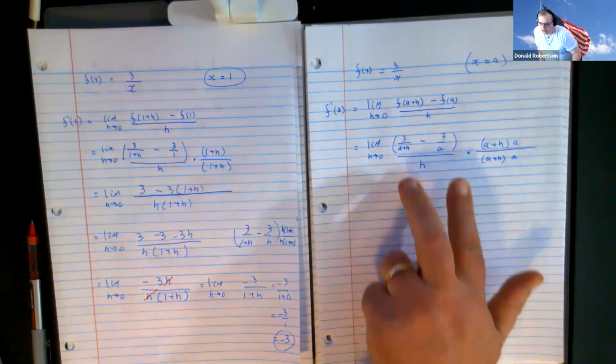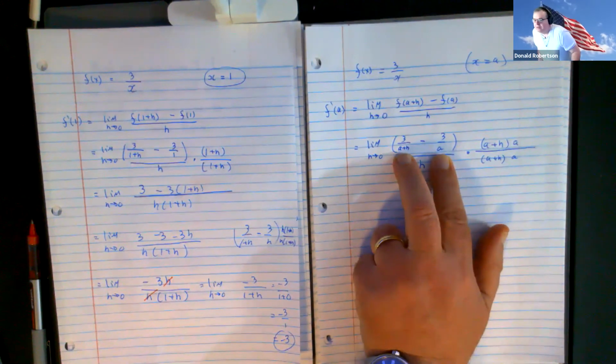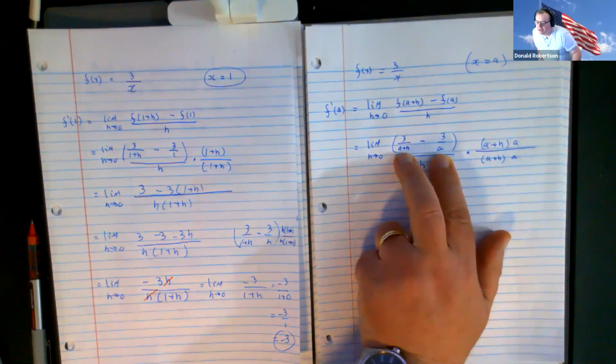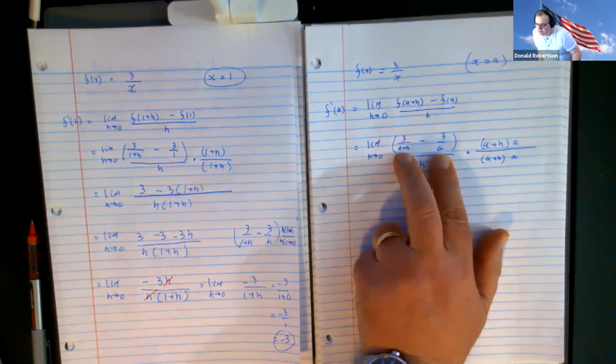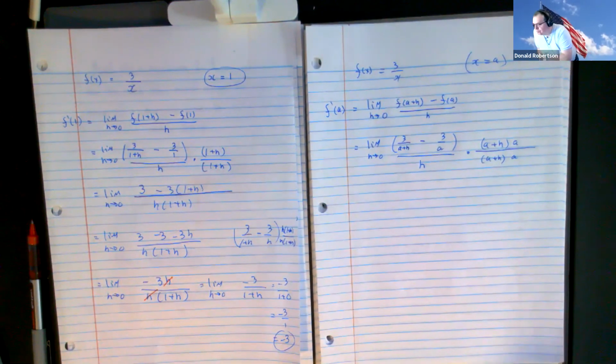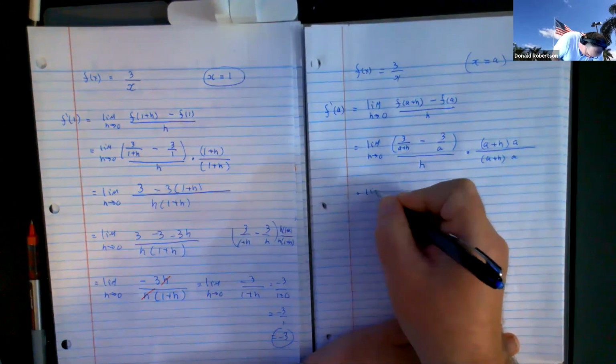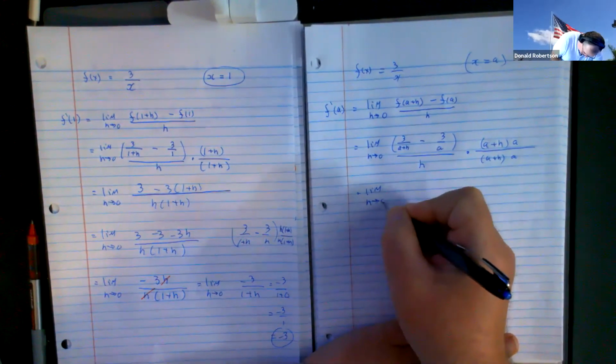The second one is you just subtract these two fractions by converting them to share a common denominator and then subtract. I don't like that method, but you can do it and it works fine. So what do we get? We get the limit as h tends to 0.